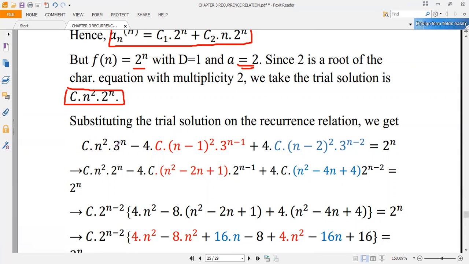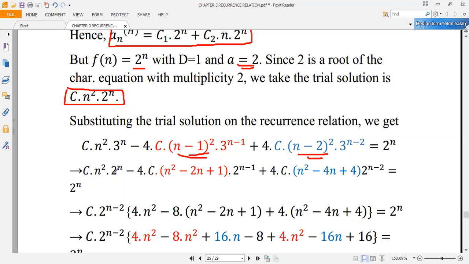C times n squared times 2 to the power of n, minus 4c times (n minus 1) the whole squared times 2 to the power of n minus 1, plus 4 times c times (n minus 2) the whole squared times 2 to the power of n minus 2, which is equal to 2 to the power of n. Now, when we expand these terms, you will get the next equation.